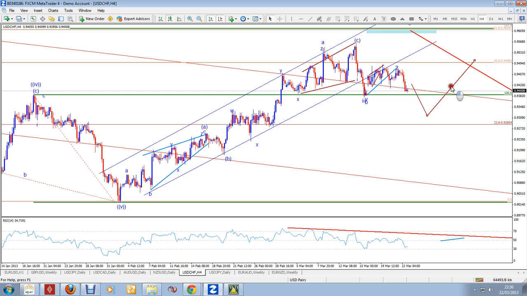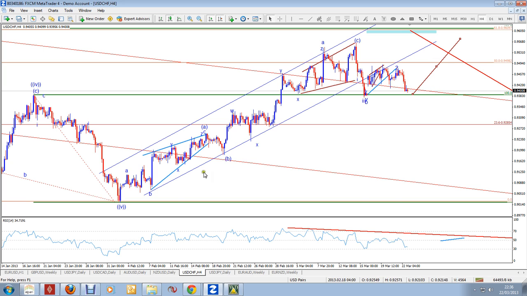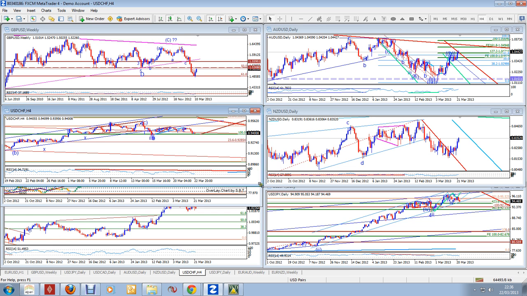We may have an opportunity of the dollar index maybe making another run to the upside to finish this ABC zigzag, ABC back, and then a short leg up to complete the upside. Okay, so that's the dollar Swissy.